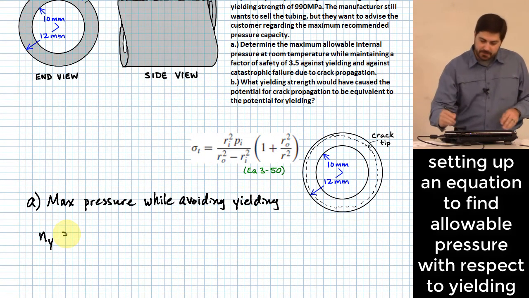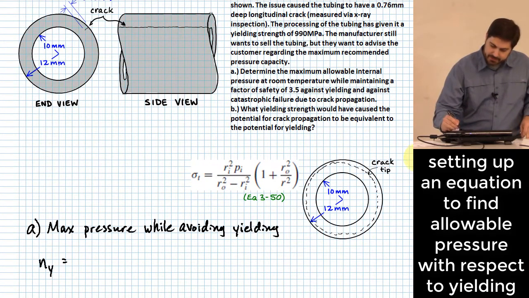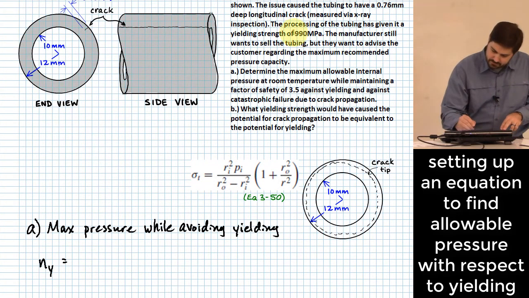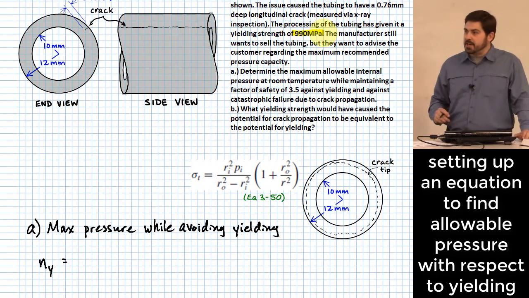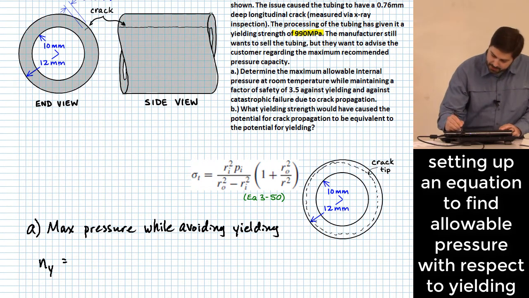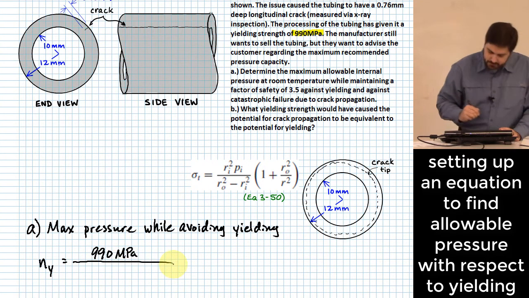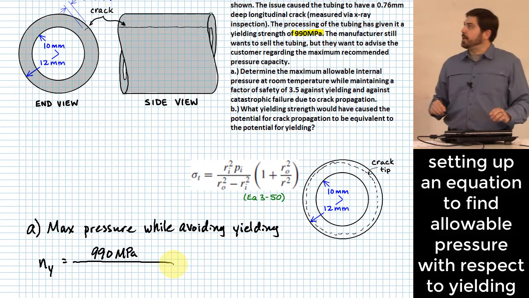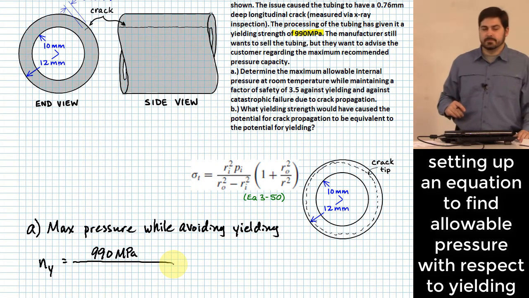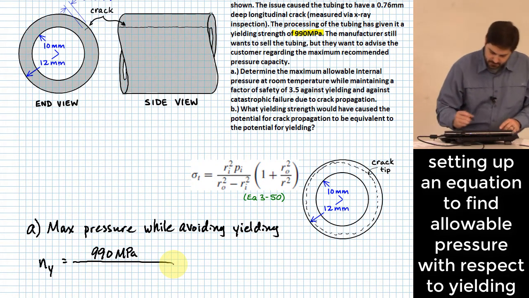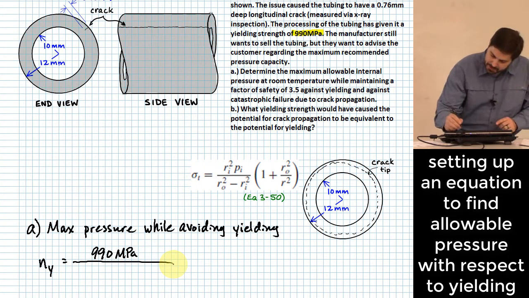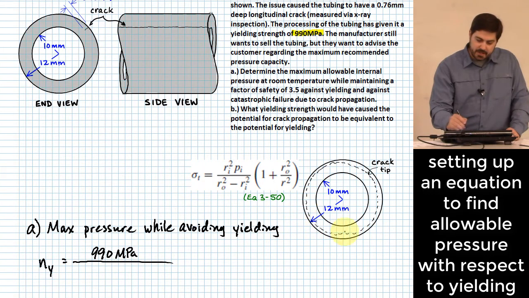What stress causes failure for this material in yielding? 990 MPa, so that goes in the numerator. Okay, what goes in the denominator? Okay, for convenience sake, I went ahead and copied the equation for tangential stress in this body.